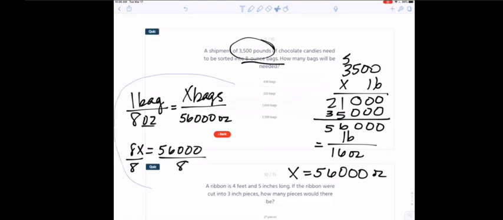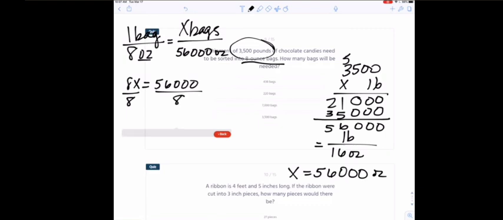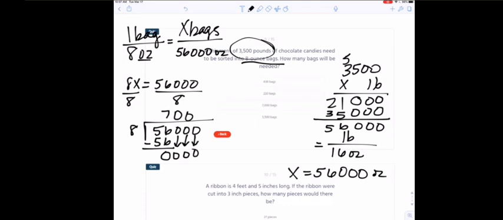Give me 1 second. I'm going to move this. Now I'm going to set up my division problem. 8 goes into 56 7 times. 8 times 7 is 56. 56 minus 56 is 0. But I have all these zeros, so I have to bring down each one. 8 goes into 0, 0 times. I have no more zeros to bring down, so I am done. My answer is 7,000 bags.